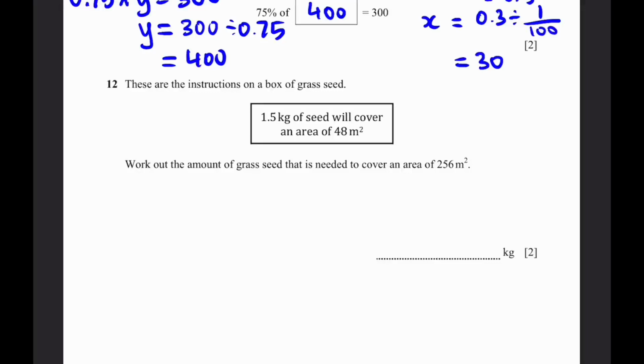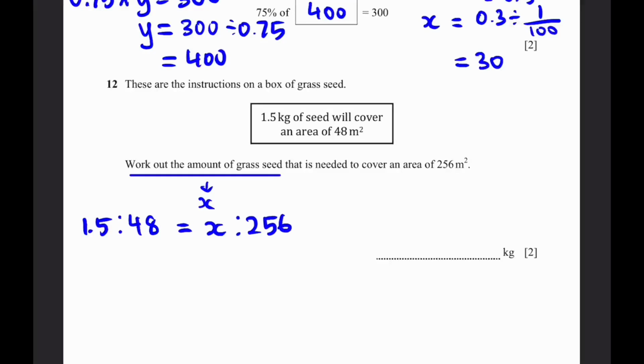Question 12. These are the instructions on a box of grass seed. 1.5 kg of seed will cover an area of 48 meters squared. Work out the amount of grass seed that is needed to cover an area of 256 meters squared. Let's put this as x. So 1.5 is to 48. Let's put a ratio. That'll be equal to x is to 256. So 1.5 by 48 equals x by 256.